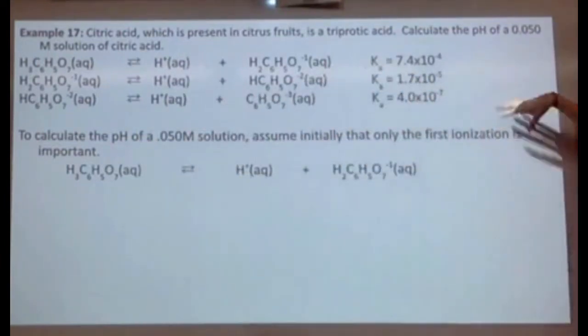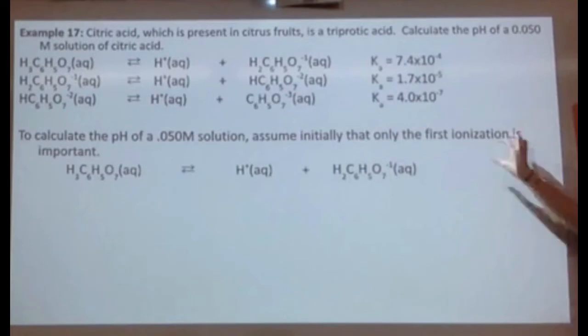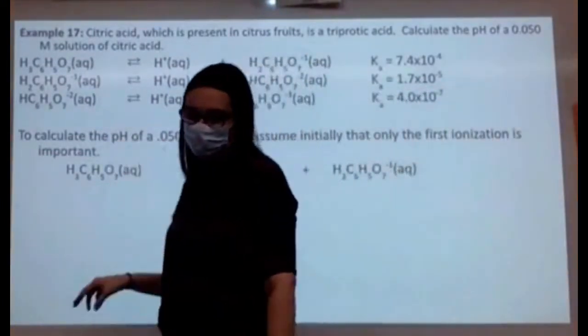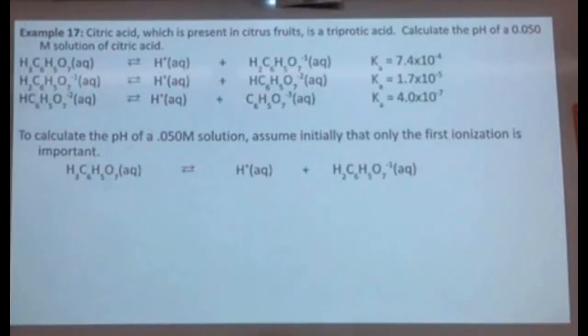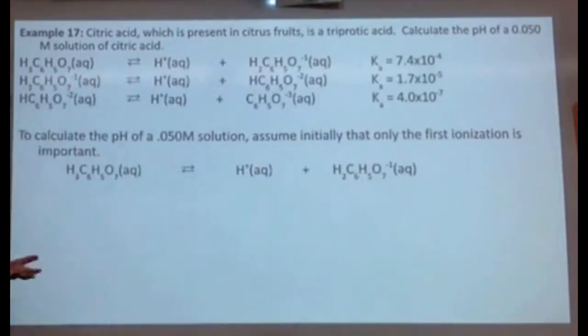When we have a polyprotic acid, whether it's diprotic or triprotic, we typically just assume that the first ionization is the most important. And you have this statement already written in your notes, right? In your notes, it already says to calculate the pH, assume initially that only the first ionization is important. Typically, the first Ka is the largest Ka. That's the one that's most likely to occur. So we're only going to focus on the first Ka, the first ionization, the first H+ being removed.